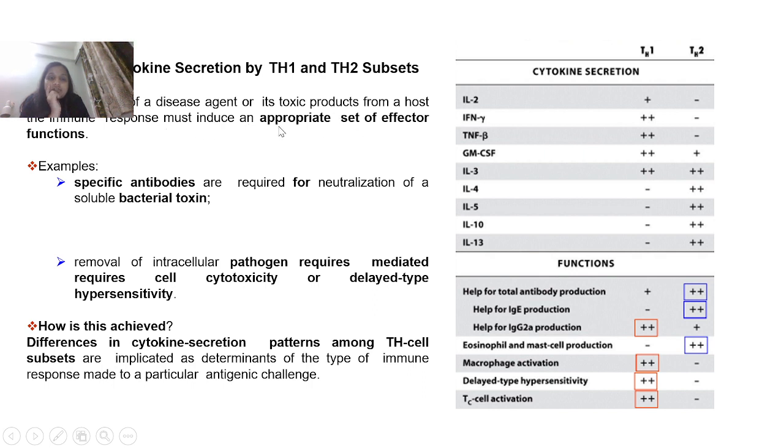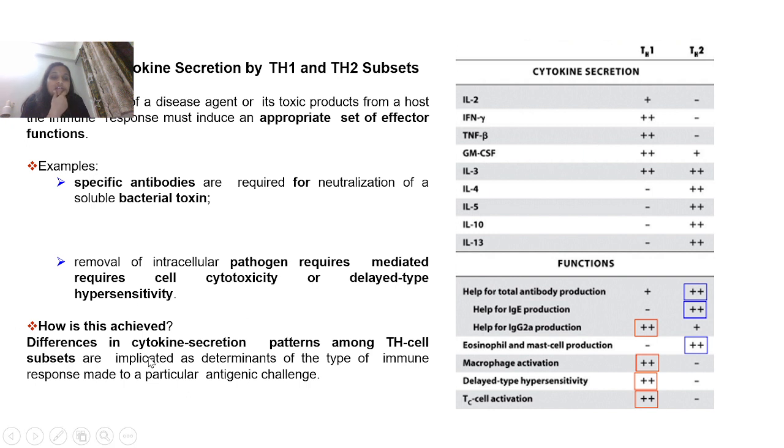Then, for elimination of a disease agent or its toxic products from a host, the immune response must induce an appropriate set of effector functions. Examples include specific antibodies required for neutralization of a soluble bacterial toxin, and also removal of some intracellular pathogens requires cell-mediated responses like cell-mediated cytotoxicity or delayed type hypersensitivity. So these are the different kinds of responses which are needed for different sets of pathogens.